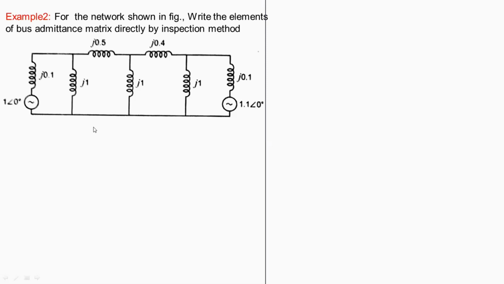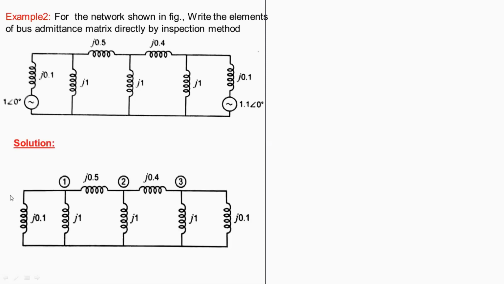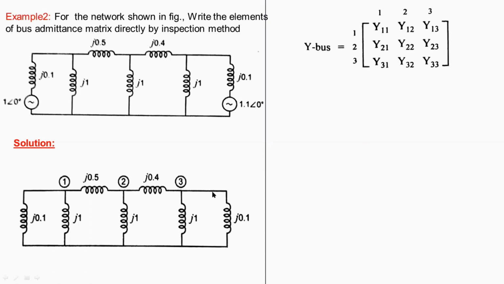Then also the voltage sources are short circuited and current sources are open circuited. Here this circuit consists of 2 voltage sources. These 2 voltage sources are short circuited. Therefore the circuit diagram becomes: this voltage source is short circuited, and here also this is shorted. Then name the nodes 1, 2, 3. This is our first step. Then the second step: this is a 3 bus system, so the matrix is a 3 by 3 matrix.